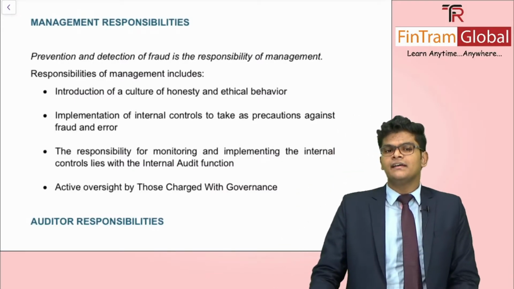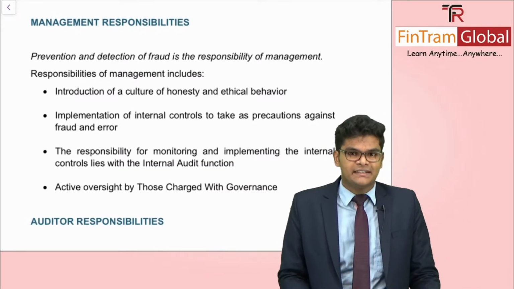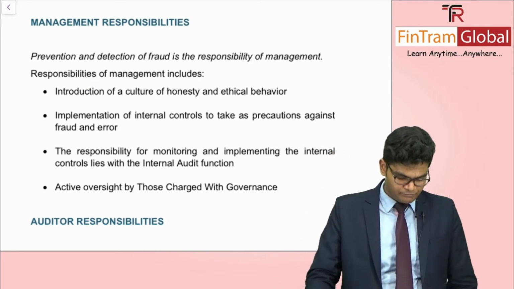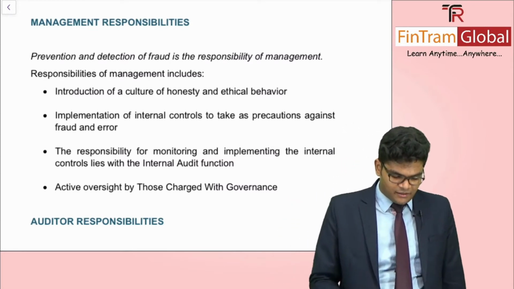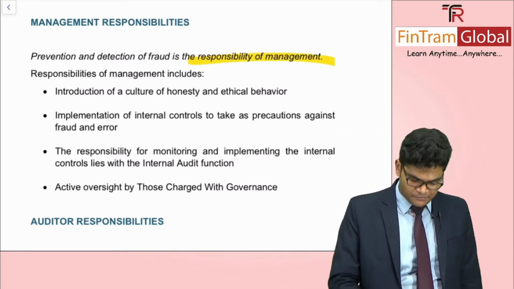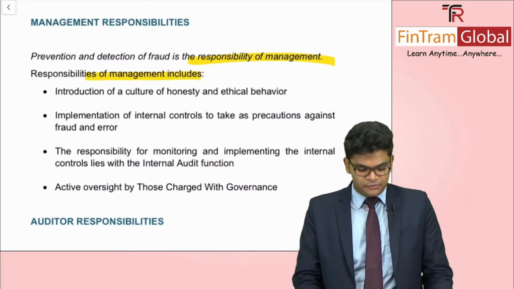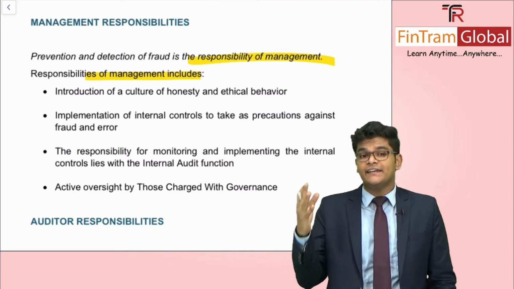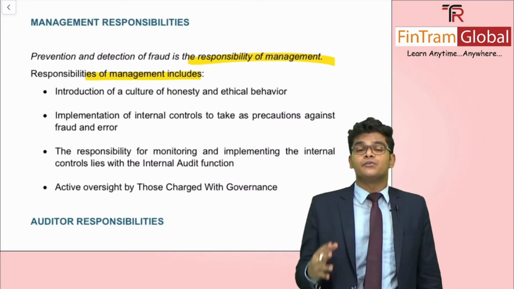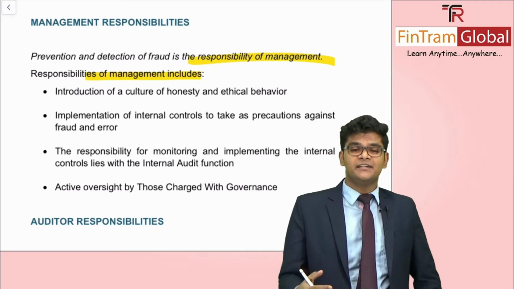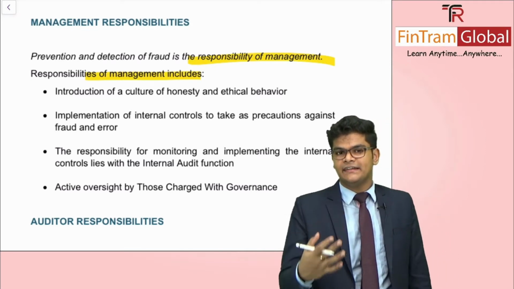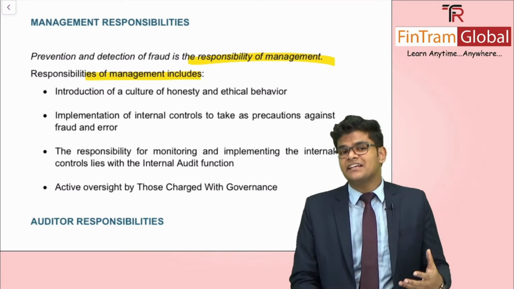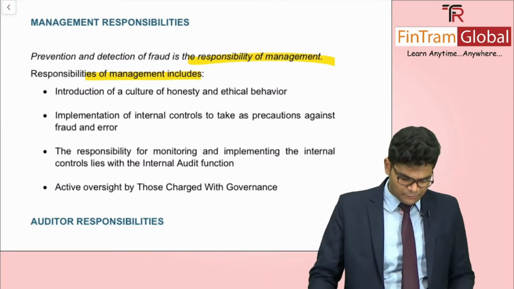Now let's take a look at the management's responsibilities in relation to the prevention and detection of fraud and error, shall we? The prevention and detection of fraud is the responsibility of management, and the responsibilities of management include the following. Okay, folks, whose primary responsibility is it to prevent and detect fraud? Is it the auditors? No, not really. It is the primary responsibility of the management to prevent and detect fraud and error activities. So remember that. And of course, what exactly are the management's responsibilities then? Let's talk about that, shall we?